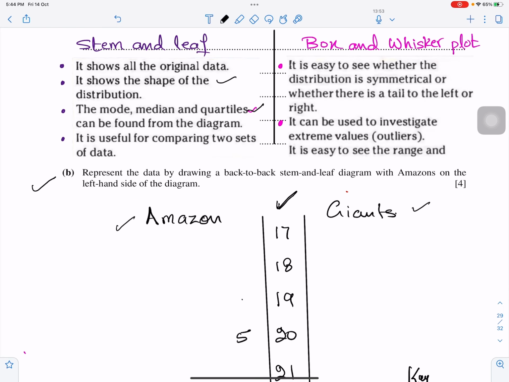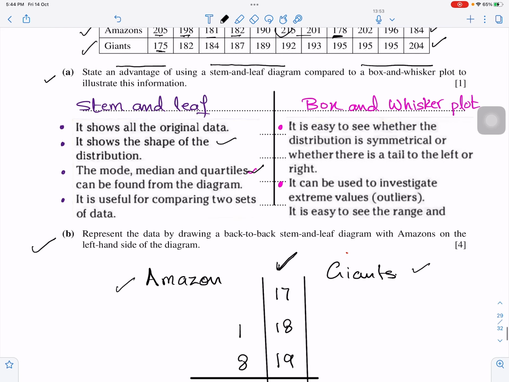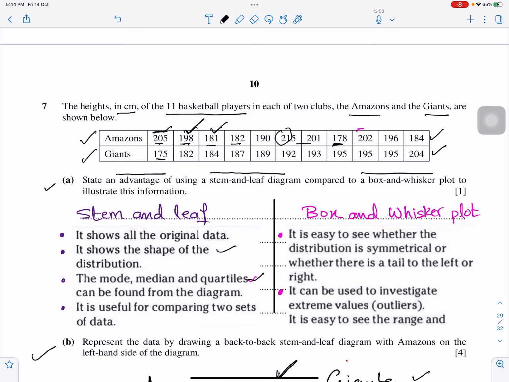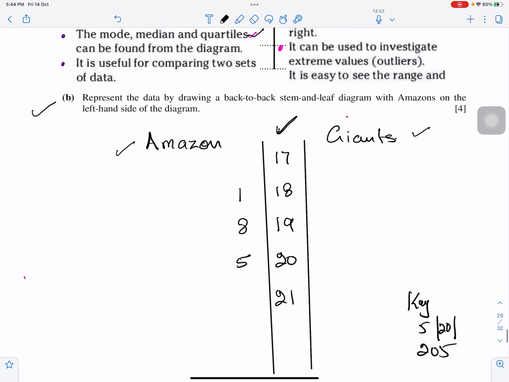198, 198, 181. Now notice, I'm just writing whatever is coming first. For example, 182 and 190. Here it is going in ascending order, but here it is not. So when you make the first graph, just write it down as it is. After that, rearrange them in ascending order. It should go from smallest to biggest like this. So now I have explained how to draw it.